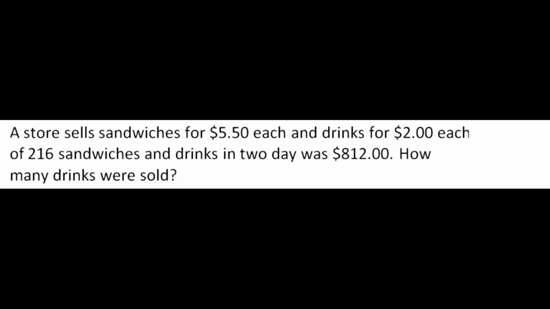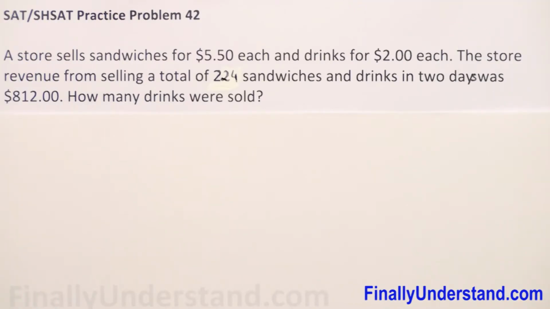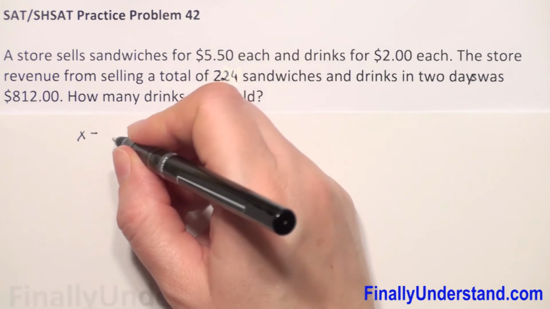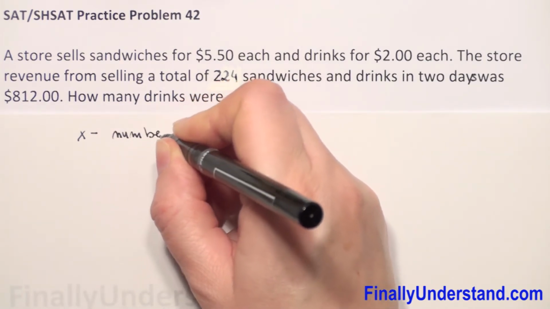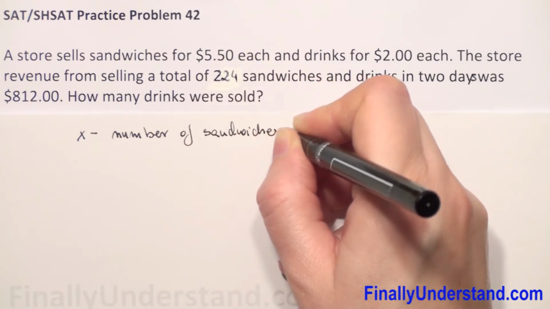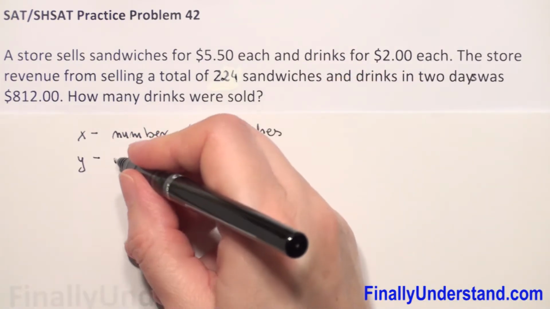The store sells sandwiches for $5.50 each and drinks for $2 each. The store revenue from selling a total of 224 sandwiches and drinks in 2 days was $812. How many drinks were sold? So let me write that x will be the number of sandwiches and y will be the number of drinks.